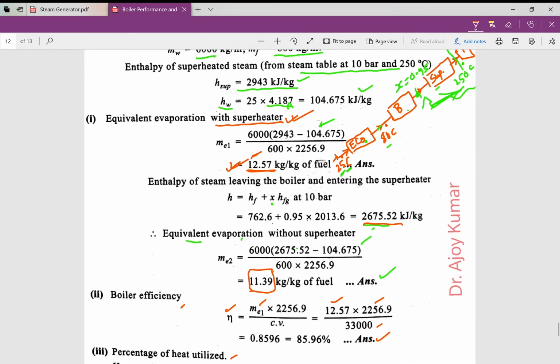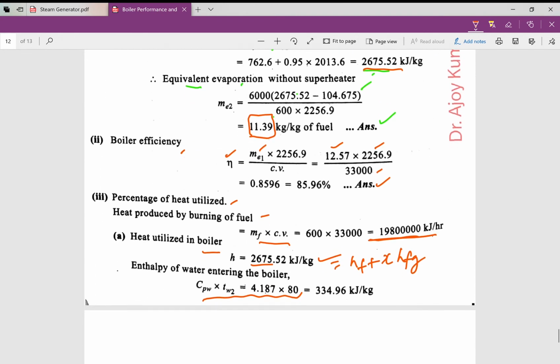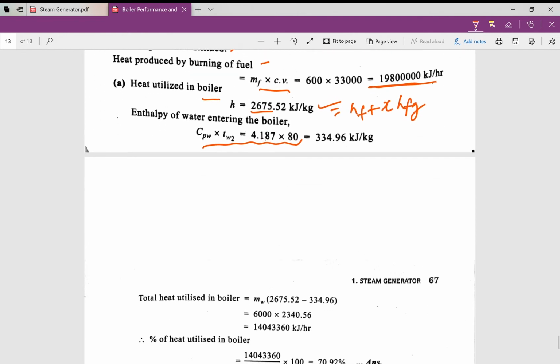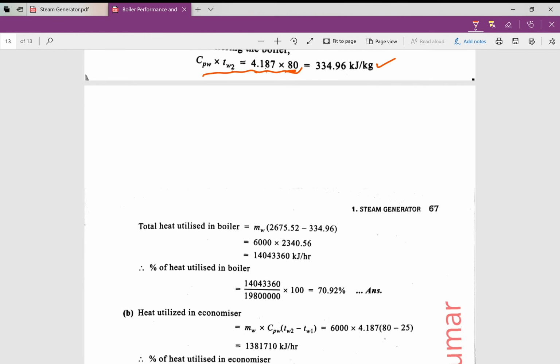Okay, so now the enthalpy of water entering the boiler. Boiler is here now, and water is supplied at 80 degrees centigrade. So here it is written CPW into TW2. So 4.187 into 80. So this much enthalpy of water is entering the boiler. So we can then calculate total heat utilized in the boiler.